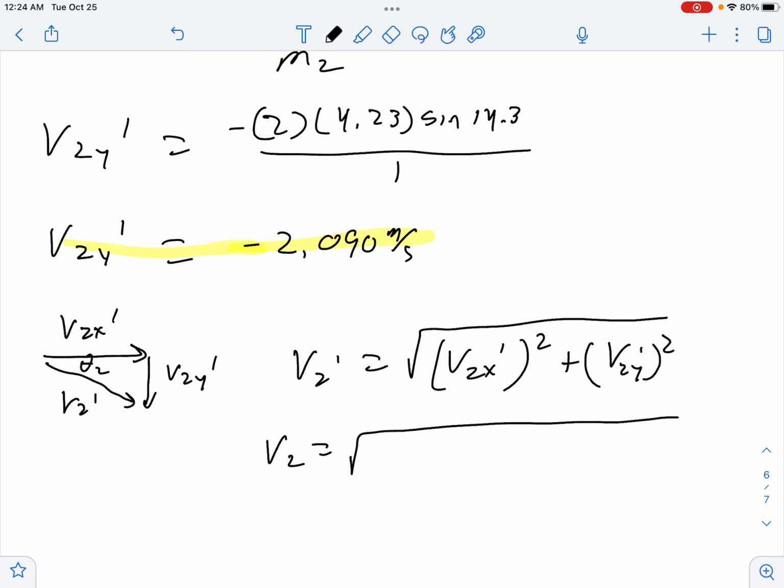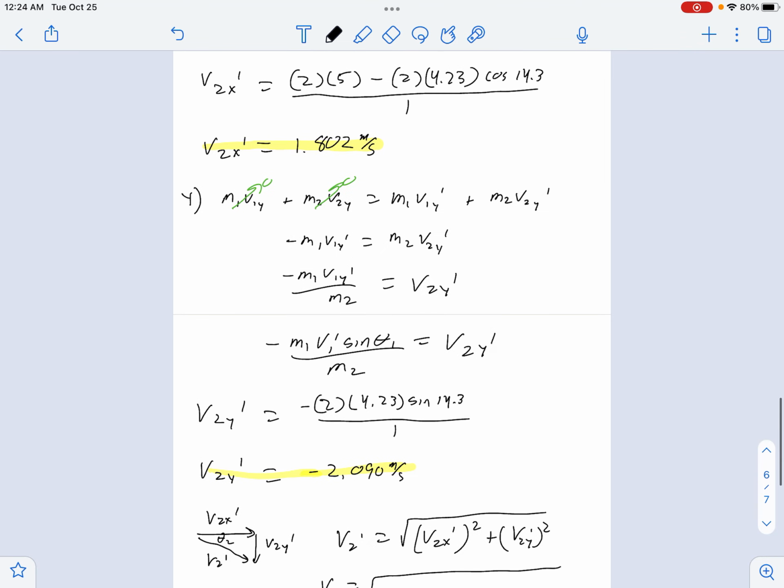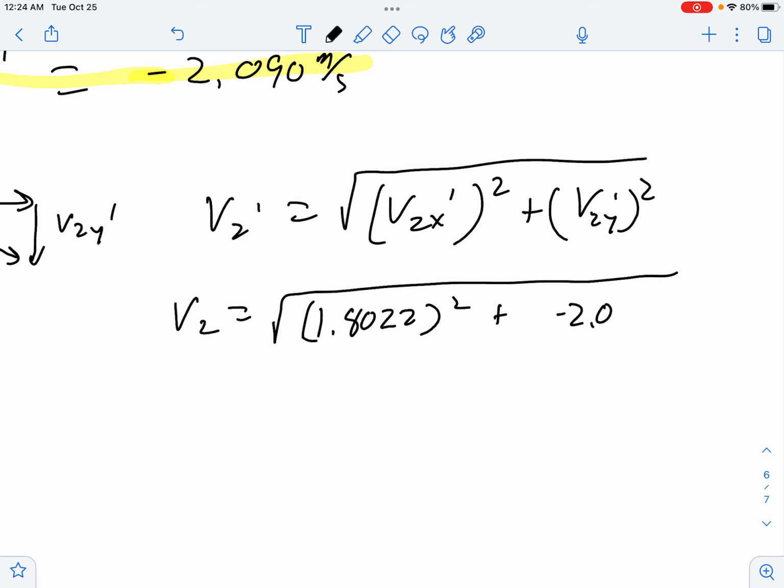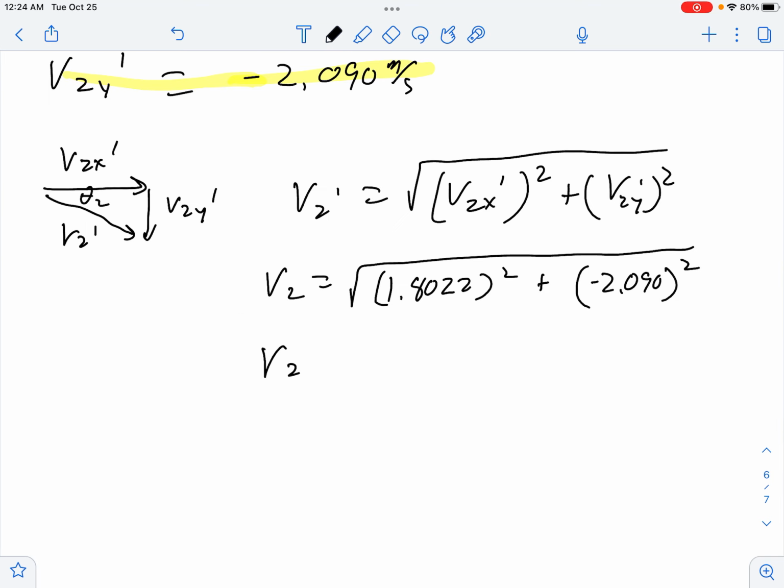All right, so let's see. What was the x number? 1.8022 plus that y value. Notice when I squared, the negative times negative is positive, so don't worry about that. Put it in your calculator and you should get 2.759 meters per second. So there's the overall speed.